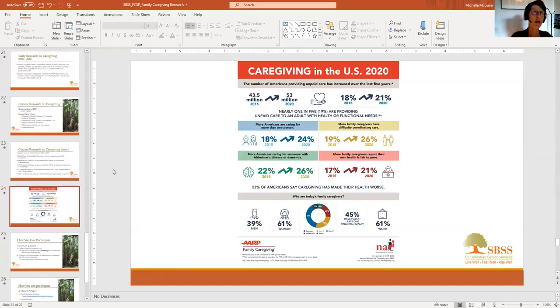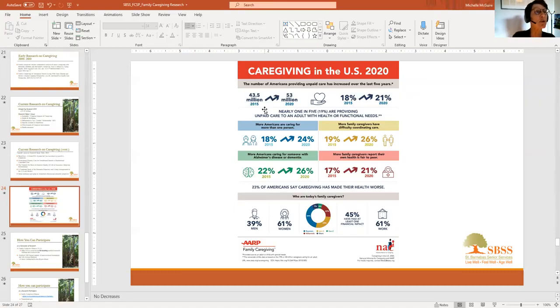And this is some research outcome data from AARP. It's a nice little graphic they did. This is Caregiving in the US 2020. I'm just going to read through some of this with you. I can tell you right now, nothing has decreased. It's only increases.